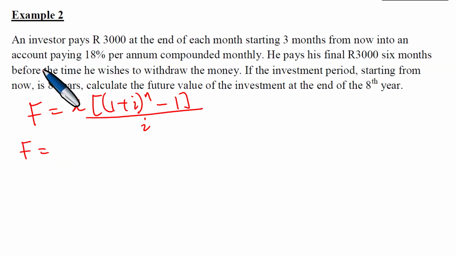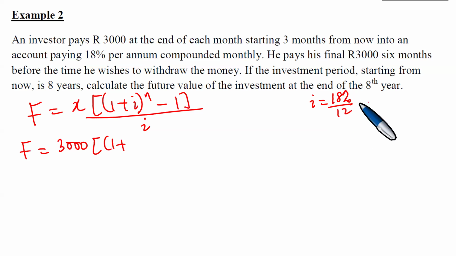Which means that an investor pays 3,000 rand at the end of each month, starting 3 months from now, into an account paying 18% per annum. We saw that the 18% in the previous question is just being repeated.